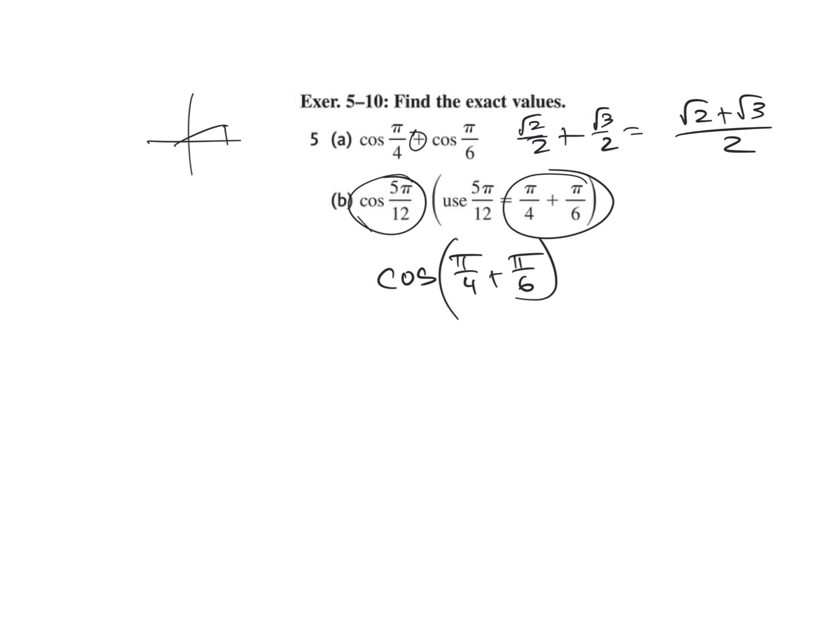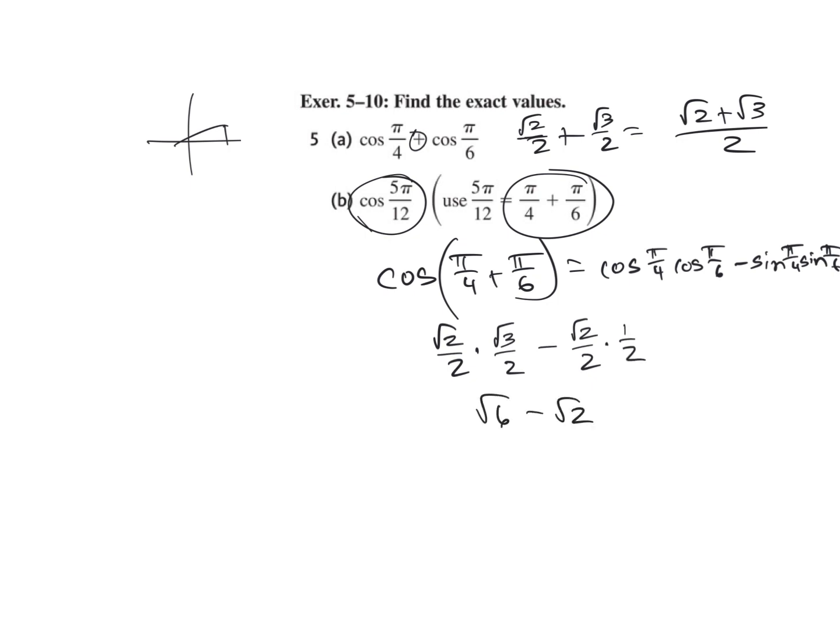And so now we can use our addition formula, which is cosine of the first times cosine of the second minus sine of the first, sine of the second. So the cosine of pi over 4 is square root of 2 over 2 times the cosine of pi over 6, which is square root of 3 over 2, minus the sine of pi over 4, which is still square root of 2 over 2, and the sine of pi over 6 is 1/2. So this is square root of 6 minus square root of 2 all over 4, because they have the same denominator. And that would be the answer.